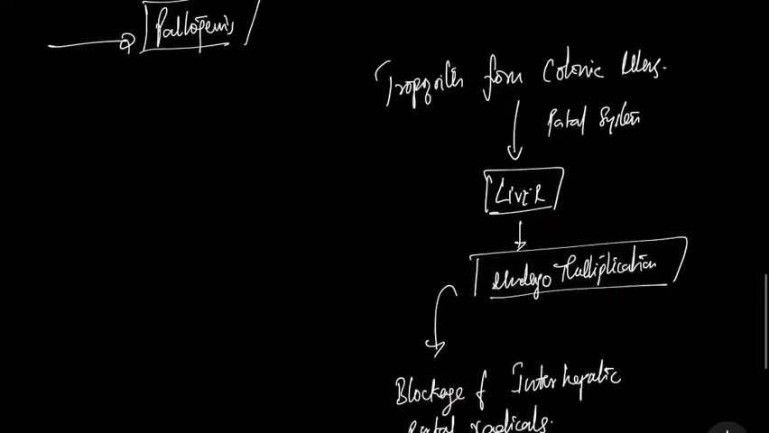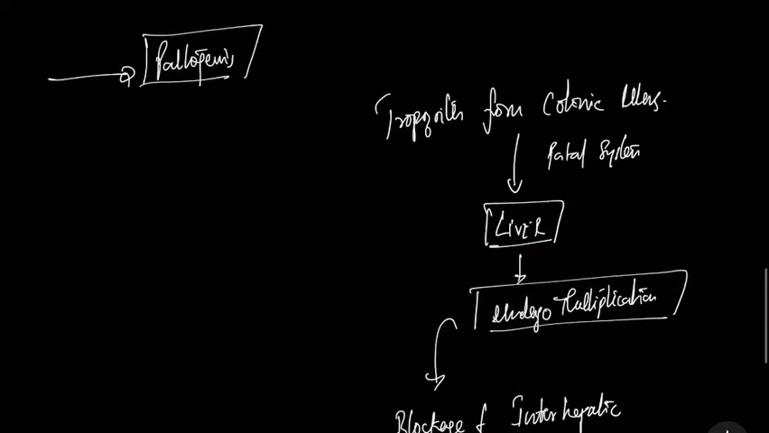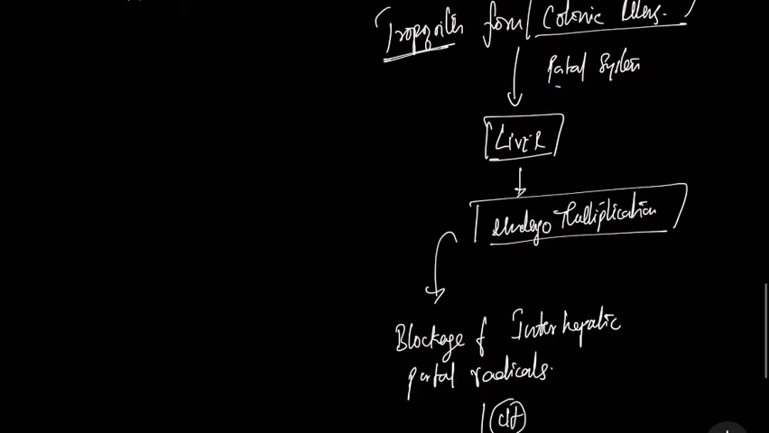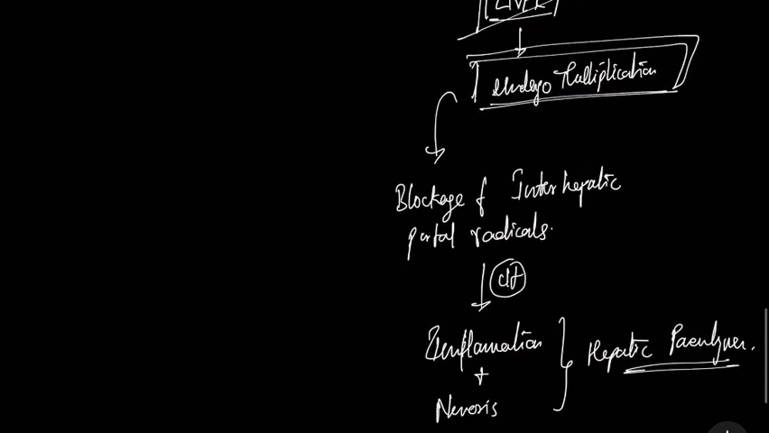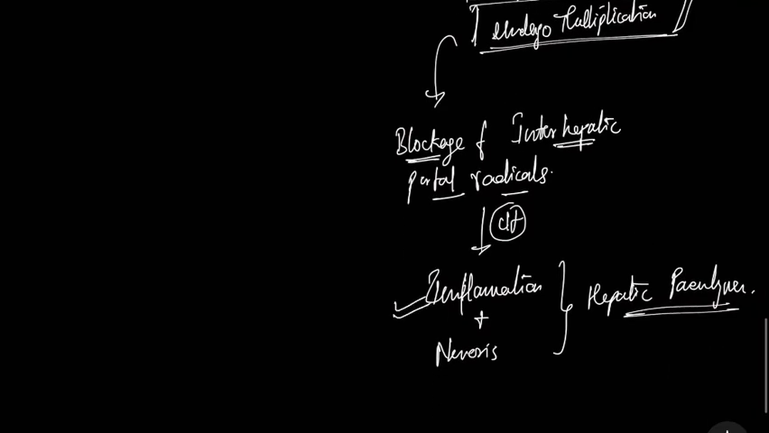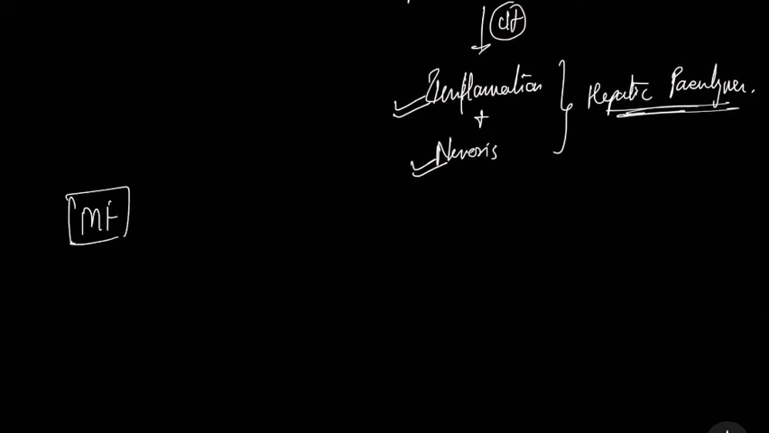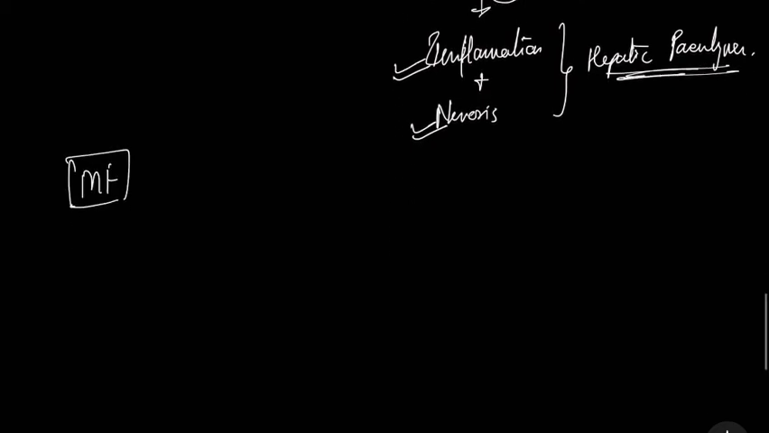Alright, so this is like a story. There was an intestinal lesion caused by Entamoeba histolytica. So then these trophozoites from the colonic ulcers, where they were located, via the portal system enter the liver. Okay, so in the liver they start undergoing multiplication. Now these amoebas end up blocking the intrahepatic portal radicals, which leads to two things: inflammation and necrosis of the parenchyma. Alright, now coming to the morphological features.